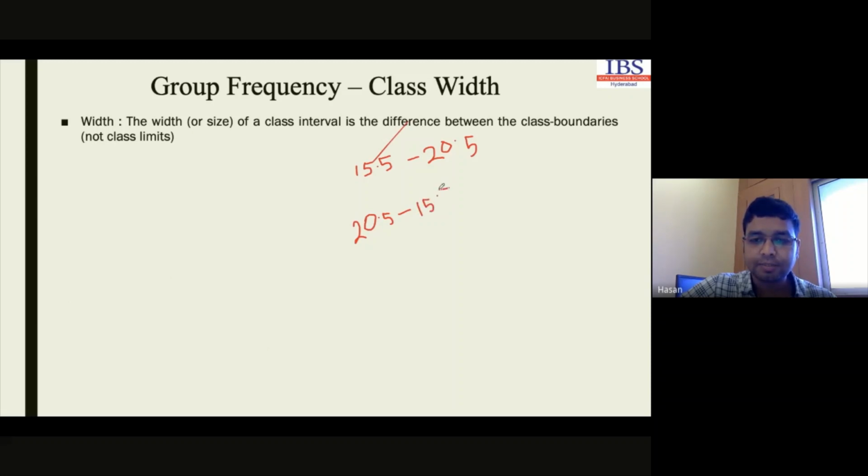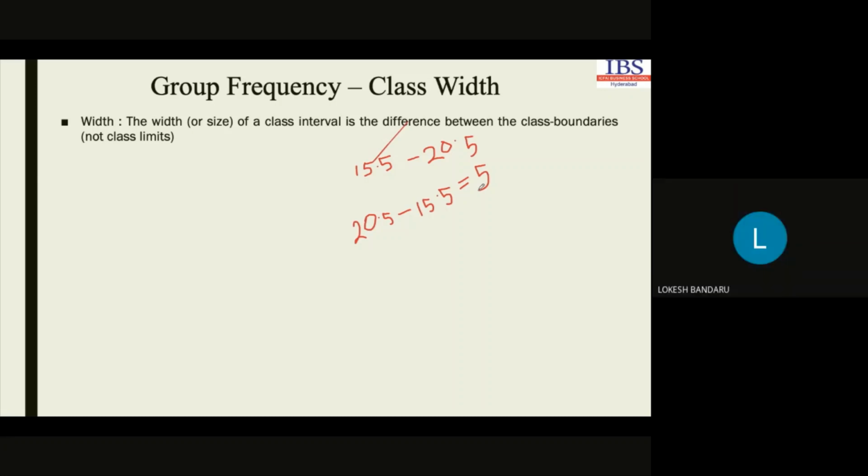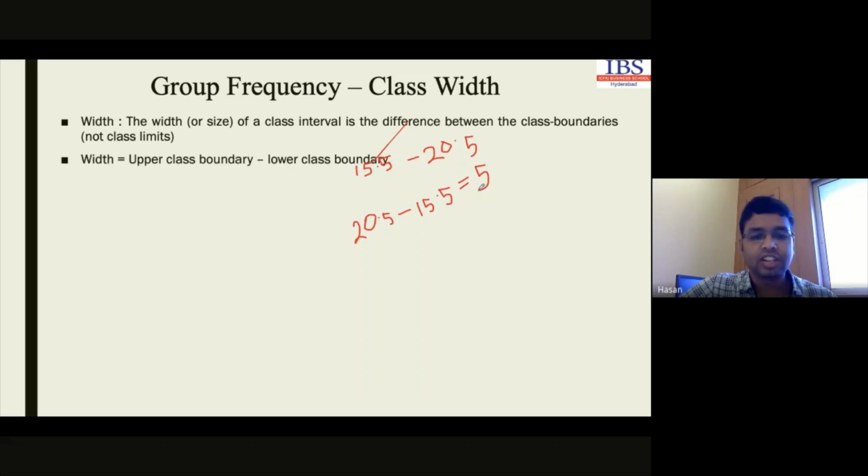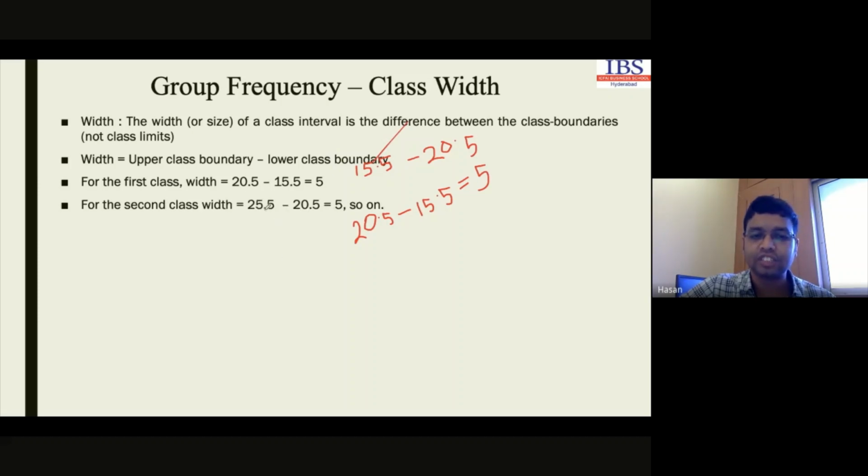This is the end point. That means this is 5. Is that clear? Very good. Look, upper class boundary minus lower class boundary is the class width. For the first one, it is 5. For the second one also it is 5, with boundaries 20.5 and 25.5. And so on. This is class width.